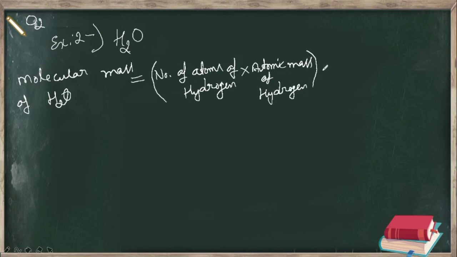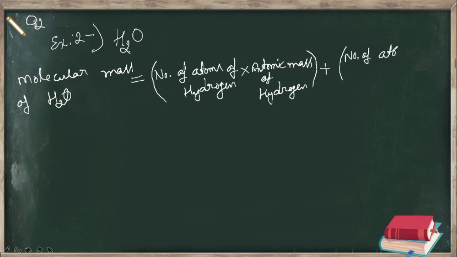Now what is the molecular mass? It is the total of the atomic masses of all the elements present in a molecule. That means we have to add it. So plus, we are adding the atomic mass of this H, that is hydrogen. How many are there? 2 are there. So we are adding this with oxygen. So I will take the formula a second time.